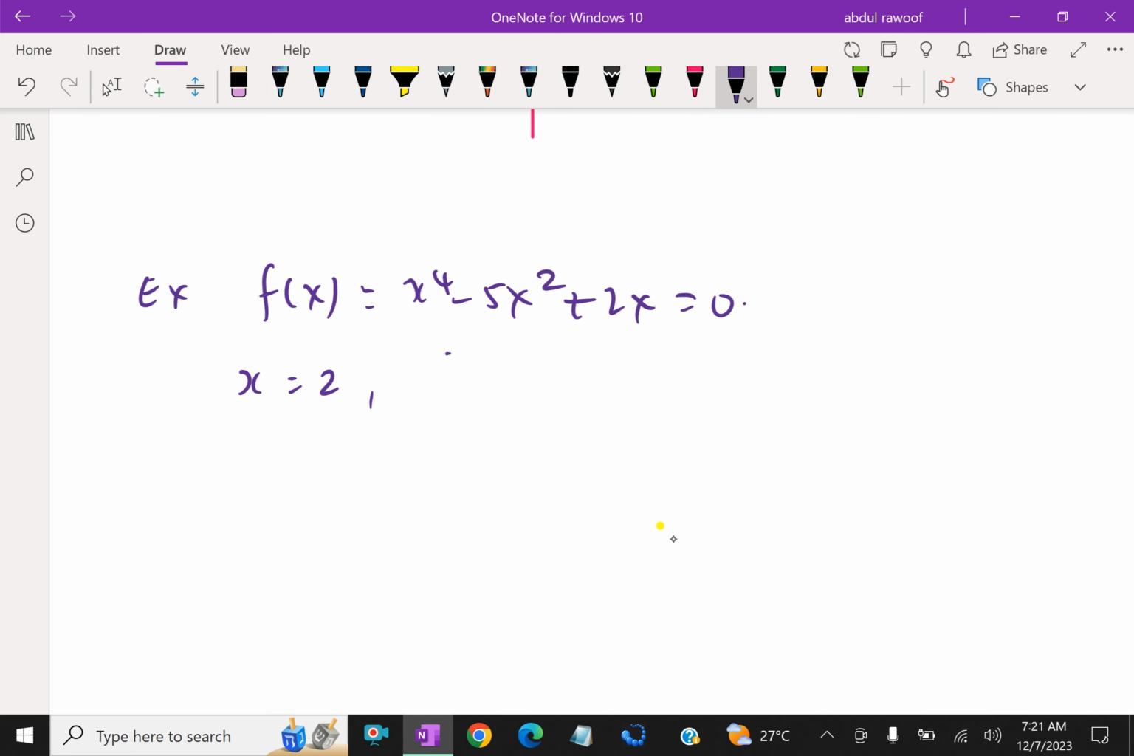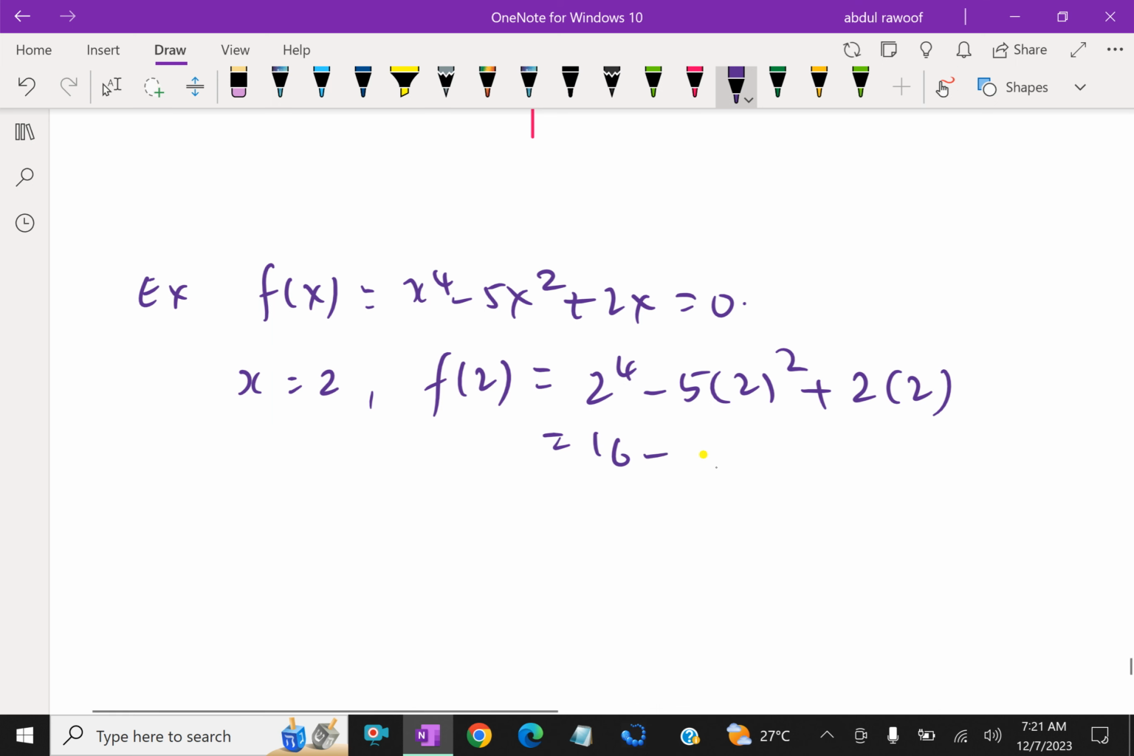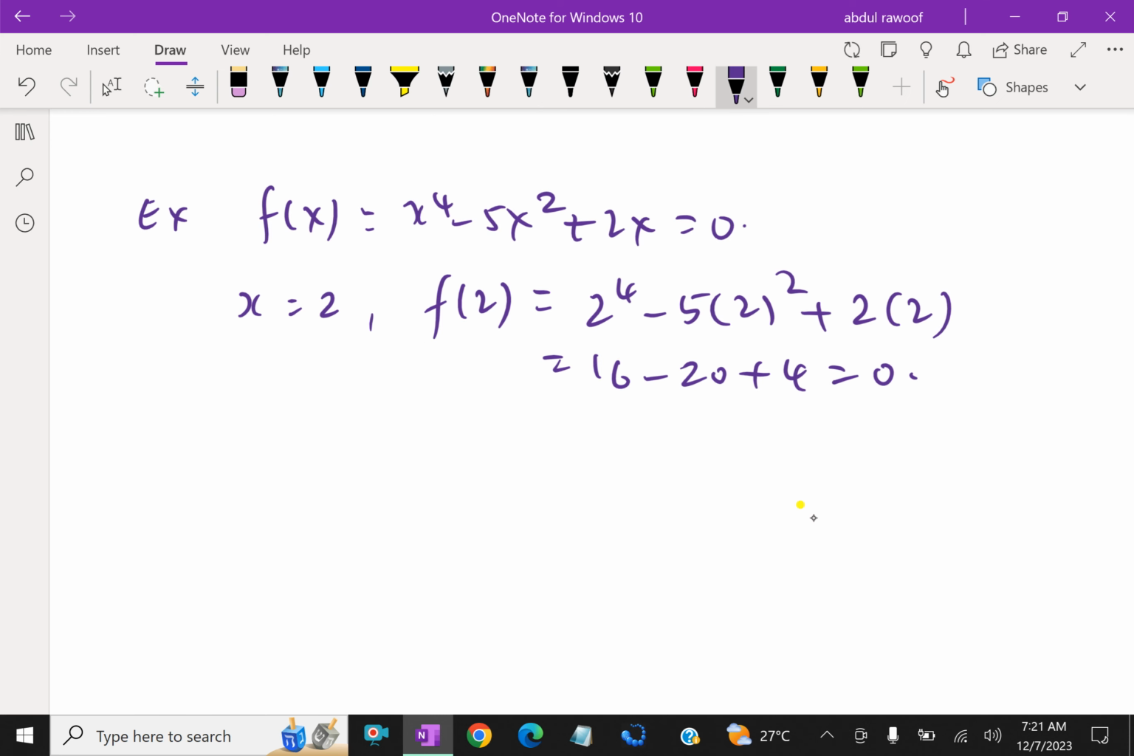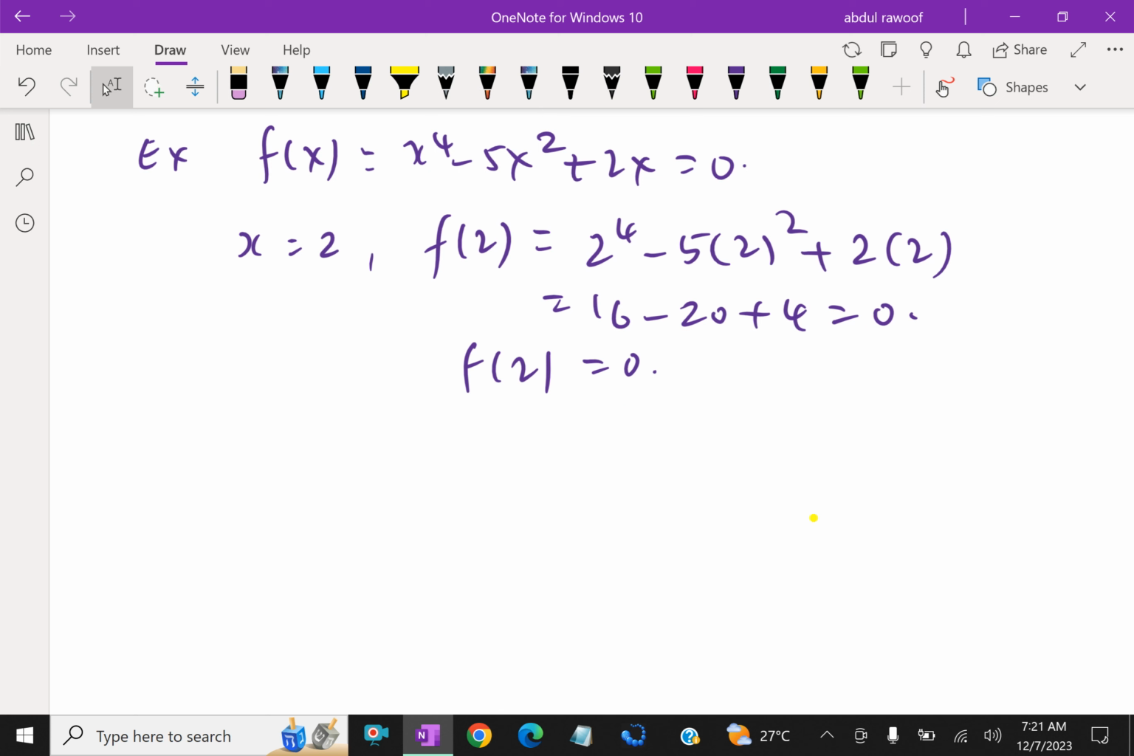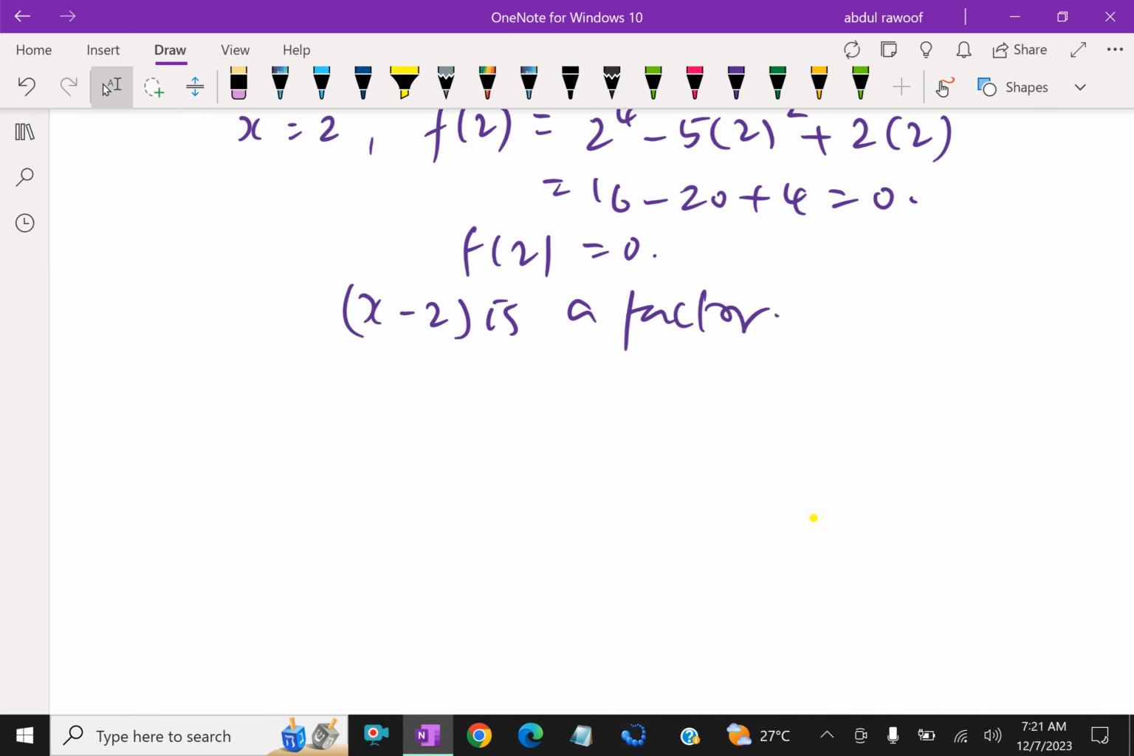That means you have to substitute f of 2: 2 power 4 minus 5 into 2 square plus 2 into 2. 16 minus 5 into 4, that is minus 20, plus 4 equal to 0. So f of 2 equal to 0, therefore the remainder is 0, therefore x minus 2 is a factor. We showed that x minus 2 is a factor of this function.